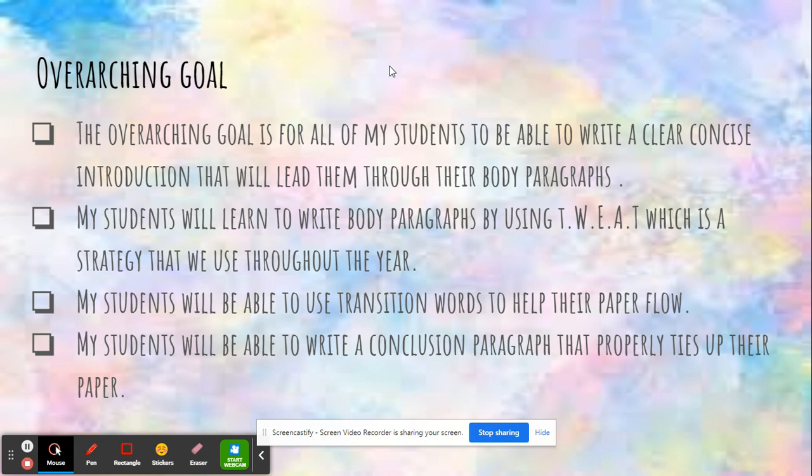So, our overarching goal is for all of my students to be able to write a clear, concise introduction that will lead them through the body paragraphs. My students will learn to write body paragraphs by using TWEET, which is a strategy that we use throughout the year. My students will be able to use transition words to help their paper to flow more effectively. And my students will be able to write a conclusion paragraph that properly ties up their paper.